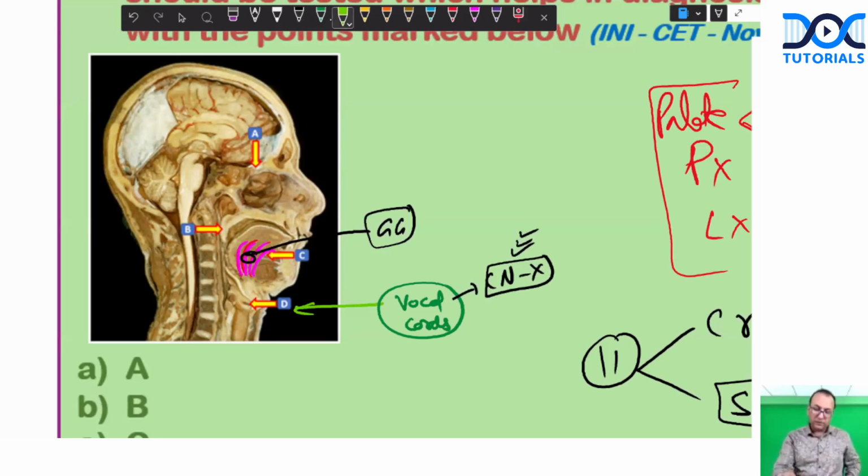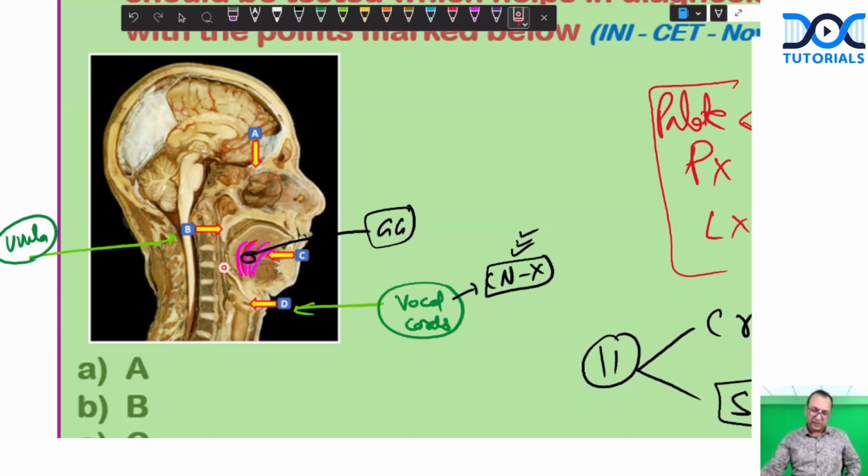What is this area now? This is the B, marker B, and it is uvula. How do you know it is uvula? Because you can see this is the tongue, this is oral cavity, hard palate is anterior, soft palate is posterior, midline projection, this is uvula. So the uvula is a part of the soft palate.